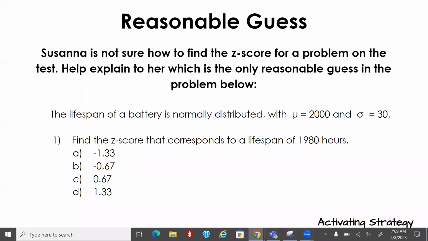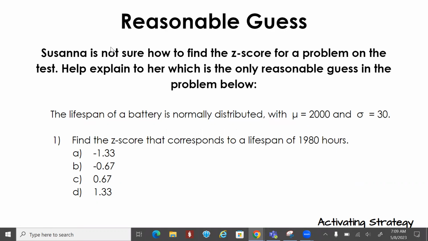Susanna is not sure how to find the z-score for a problem on the test. Help explain to her which is the only reasonable guess in the problem below. The lifespan of a battery is normally distributed with a mean of 2,000 and a standard deviation of 30. Find the z-score that corresponds to the lifespan of 1,980 hours.